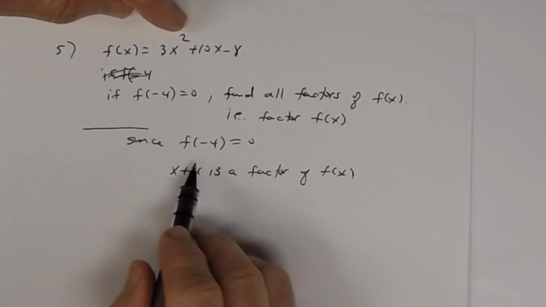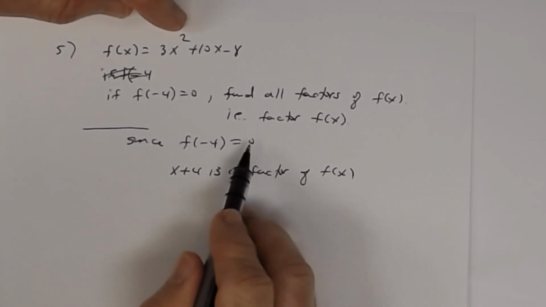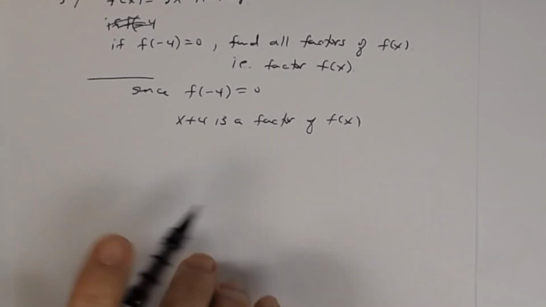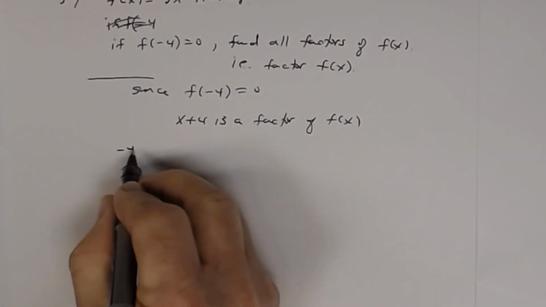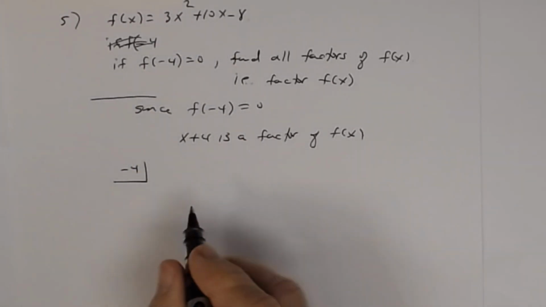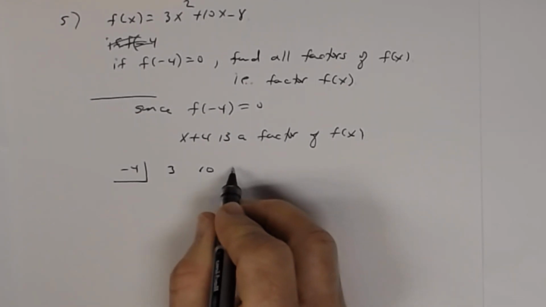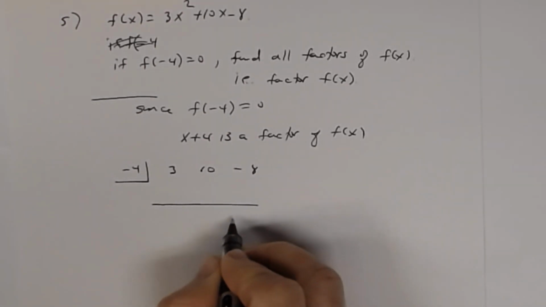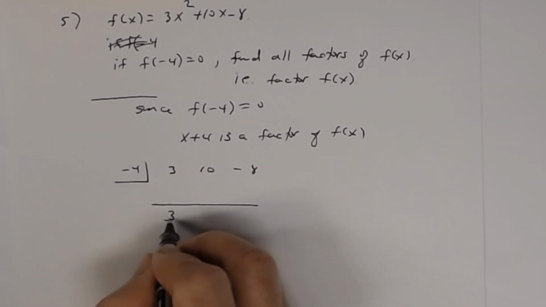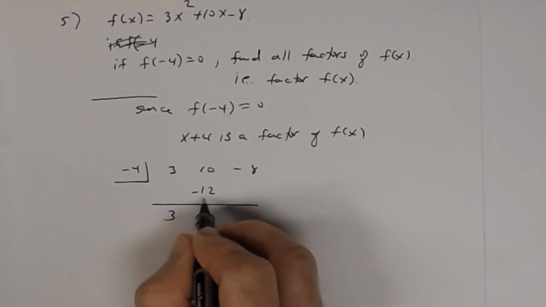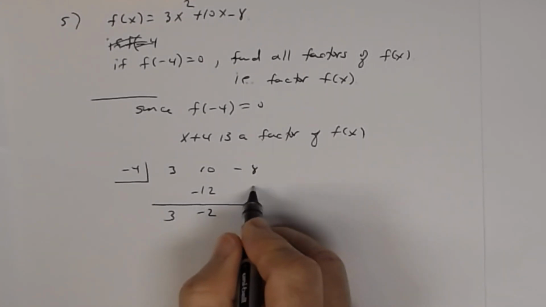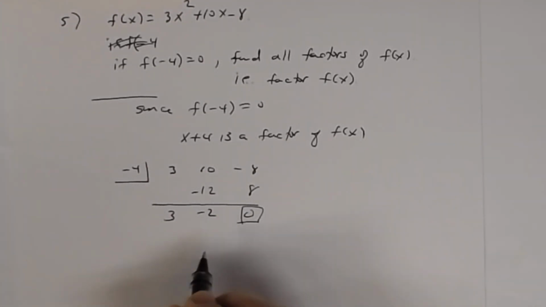Okay, so this is what we're going to do. Since I know I'm going to get a remainder of 0, I'm going to go ahead and use synthetic division to simplify this. So I'm going to get negative 4, and I'm going to put this in descending order. There's no missing terms, so I have 3, 10, negative 8. Now remember, we're supposed to get a remainder of 0, so keep that in mind. So I bring down the 3. Negative 4 times 3 is negative 12. I add, I get negative 2. And I multiply. Negative 4 times negative 2 is a positive 8, and I get a remainder of 0. Okay, so I knew I was supposed to get this.